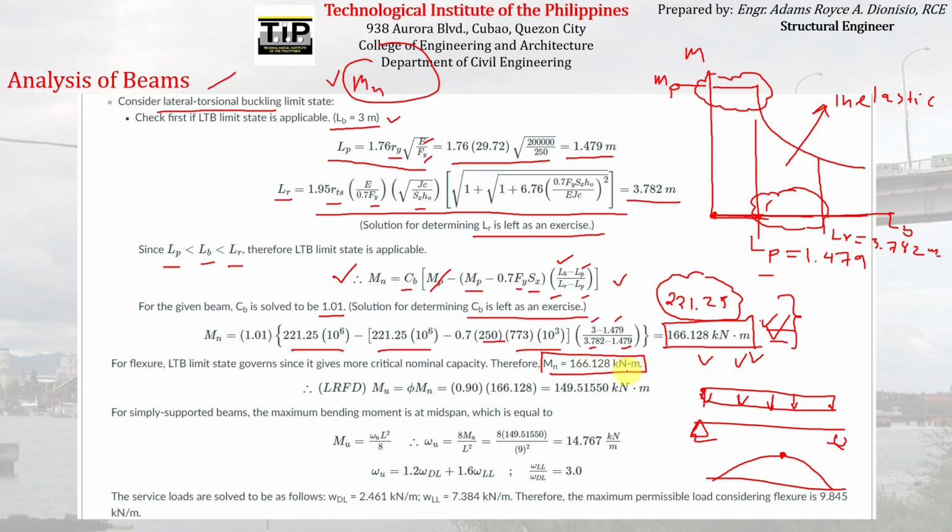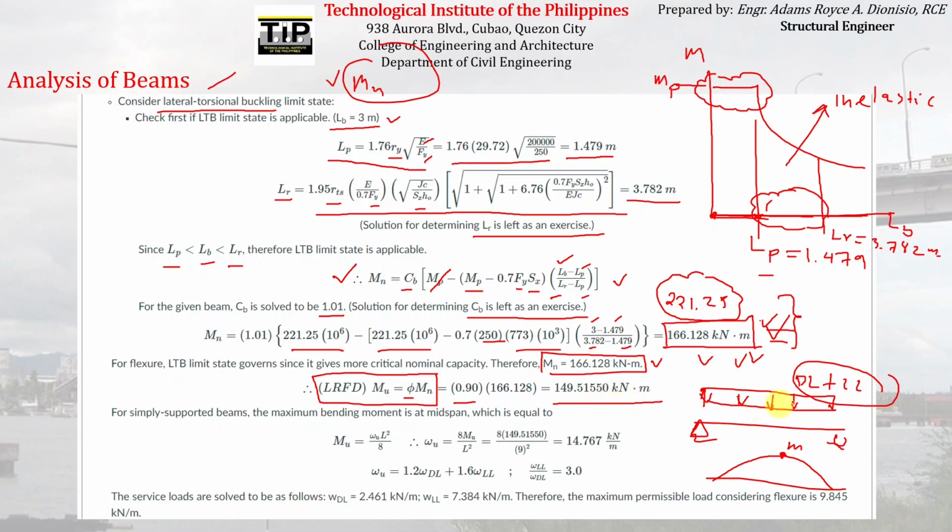Okay? So with that MN, we can use this formula for LRFD since the question has to use LRFD as our design philosophy. So the MN there is already computed, 166.128. The phi for flexure is already given from the code. It is equal to 0.9. Therefore, the design ultimate moment capacity of our steel beam will just be equal to 149.52. So if ever we will choose a corresponding value of dead load and live load, we have to ensure that the corresponding bending moment that these loads will induce will not exceed 149.52.